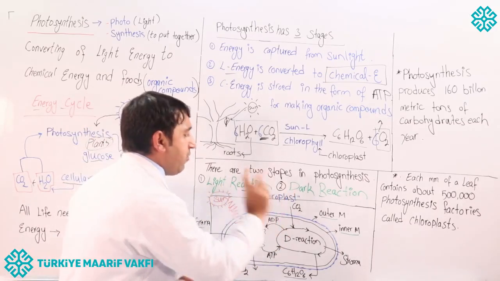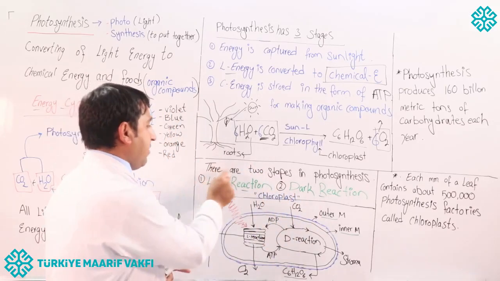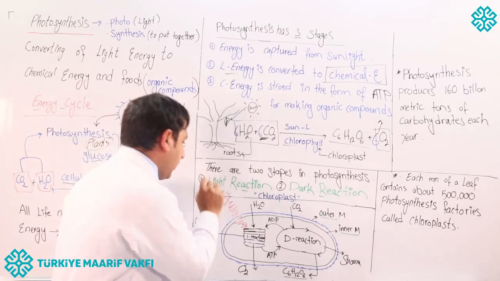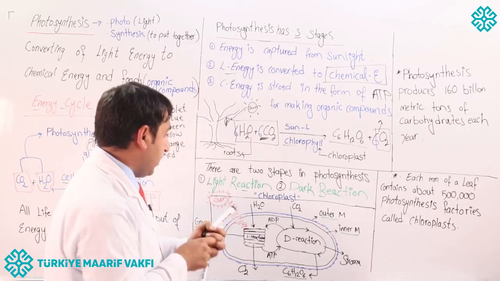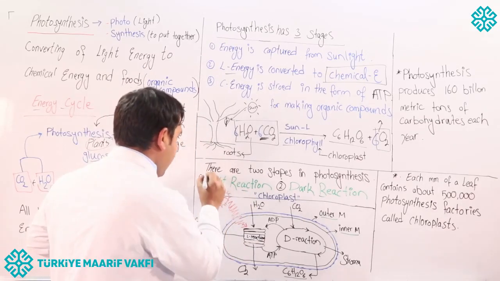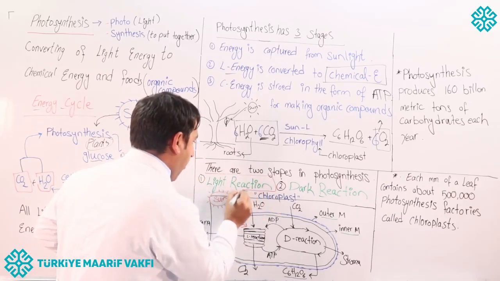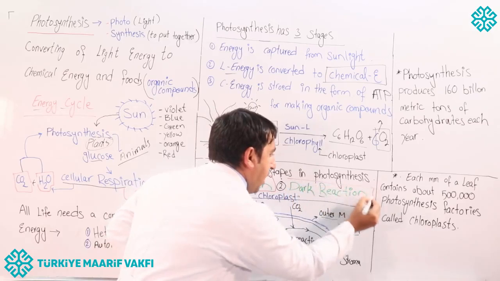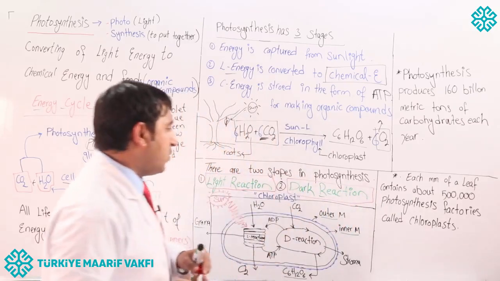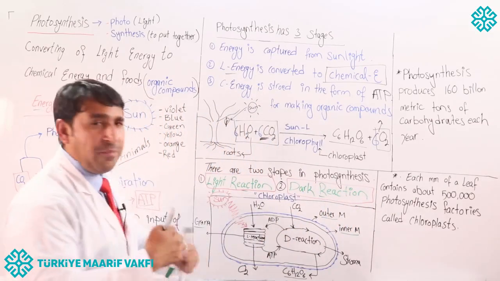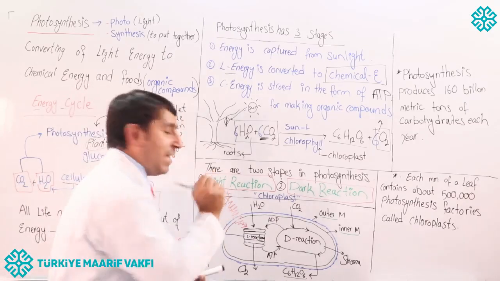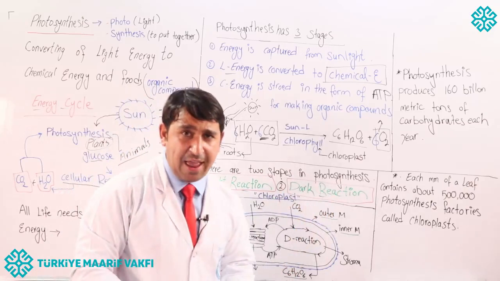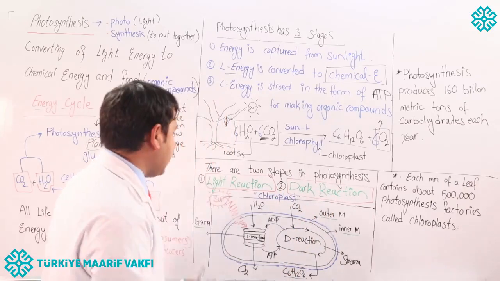Now we have 2 reactions in photosynthesis. There are 2 steps in photosynthesis. The first one is the light reaction, and the second one is the dark reaction. What is the difference between them? From the name we can know that in the light reaction we need sunlight, but in the dark reaction we do not need sunlight.